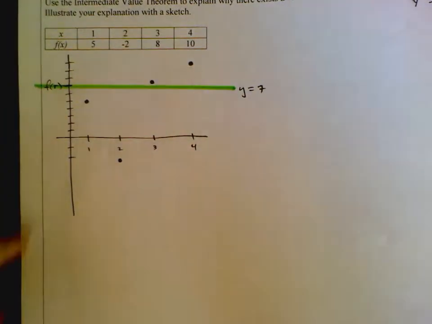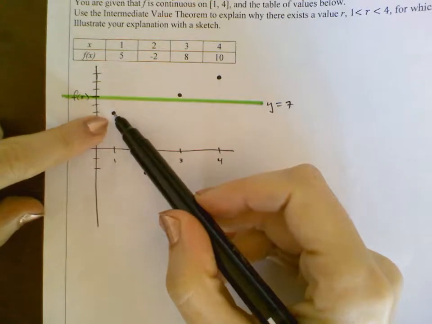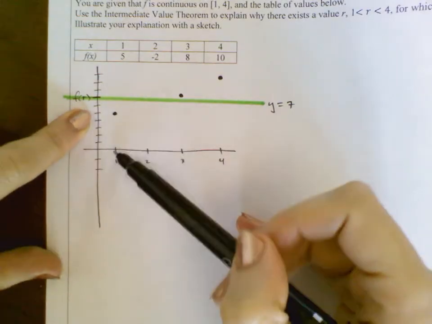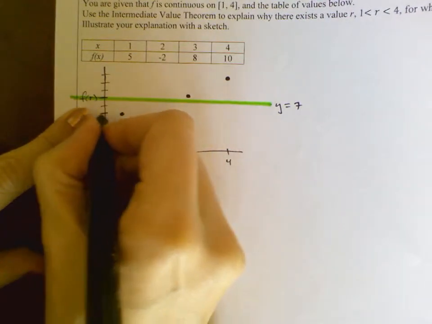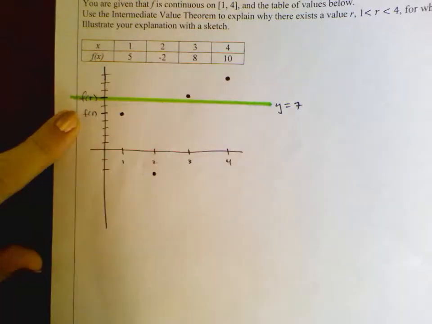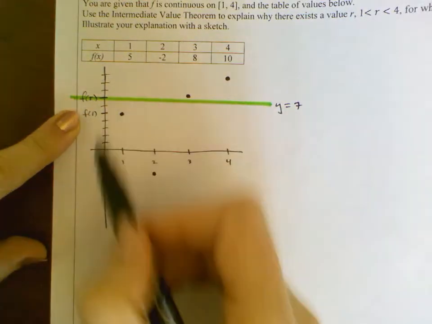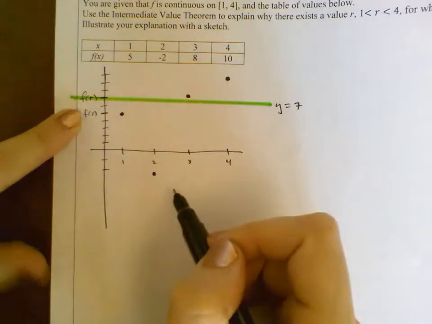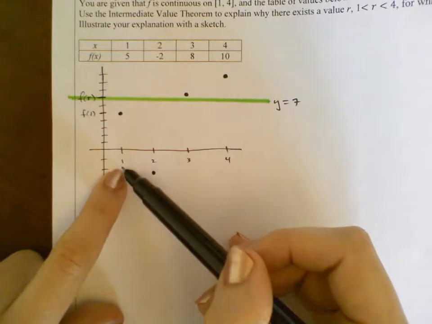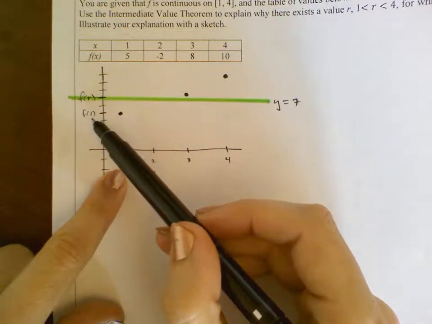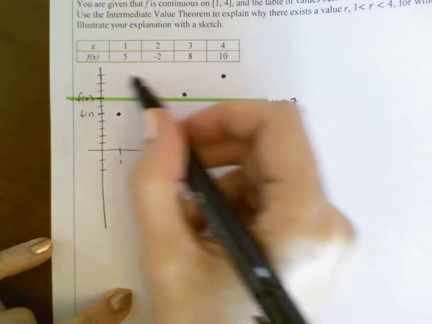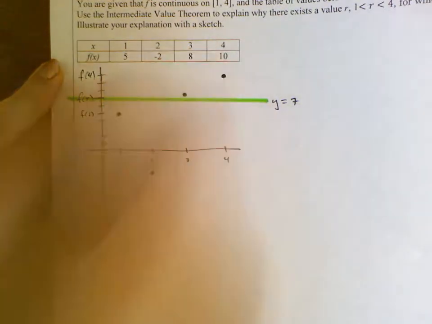Now here's the thing, guys. This y value is f of 1, because f of 1 is 5. 1, 2, 3, 4, 5. Yeah, f of 1 is 5. So for the leftmost endpoint, this is the output. For the rightmost endpoint, 4, this is the output, 10. So this is f of 4.